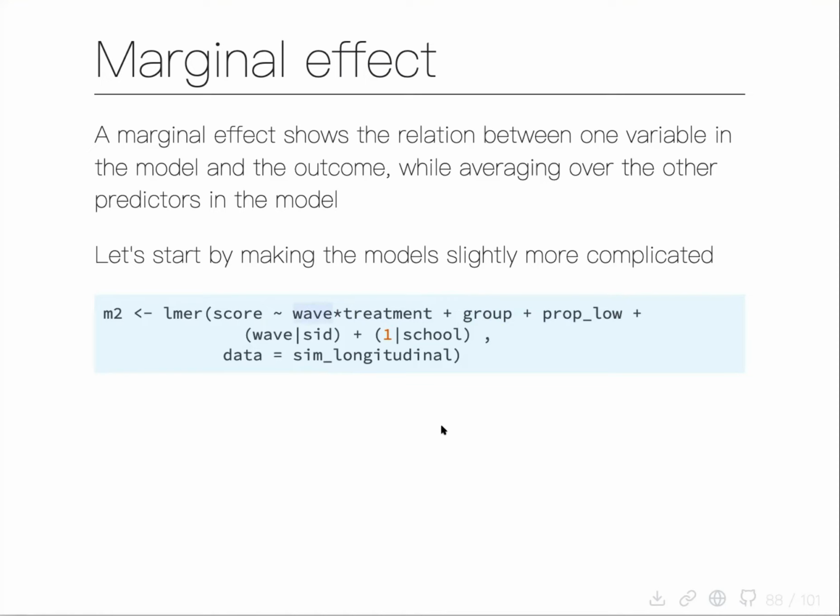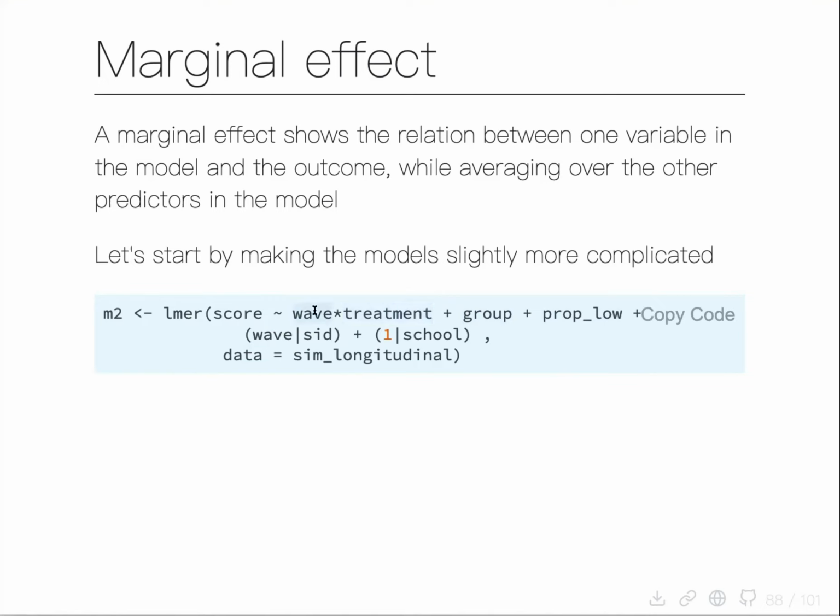But notice within LME4, I don't have to specify levels at all, right? I don't even have to really think about it. All I have to do is make sure my data is structured that way. So if you look at the data closely, you will see that prop low only varies by school. So the values do not change in rows within a school. They only change between schools. And similarly, group and treatment vary between students, but not within student, right? A student is either in the treatment group or they're not. Wave varies within student.